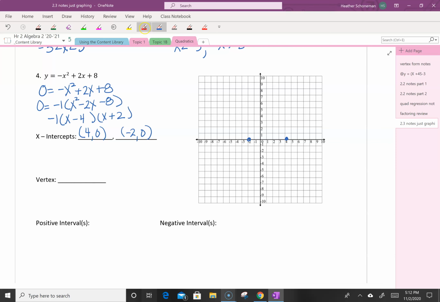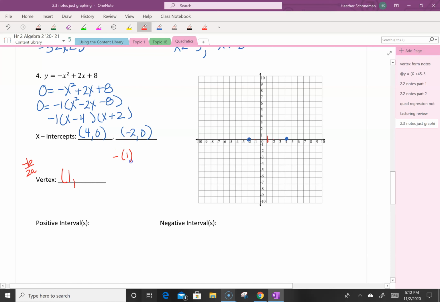Okay, now to find the vertex. Well, it's got to be in the middle. If you're not sure, you can just count over. It's got to be at 1. Or, again, you can always do the opposite of b over 2a. That doesn't stop working. All right, so then we're going to plug in 1.